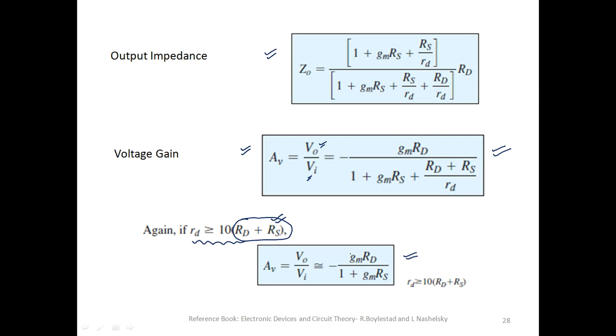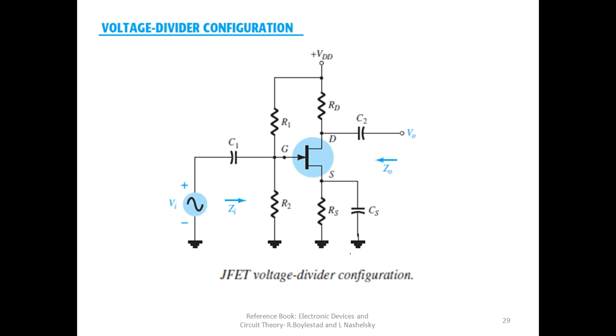Okay, these small signal analyses are slightly involved, because you will have to substitute so many terms, but in the final expressions, you should be very clear about what you want. The three terms that we want are input impedance, output impedance, and the voltage gain. All right. So next comes the voltage divider configuration.